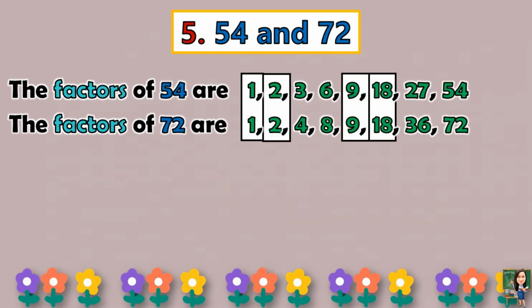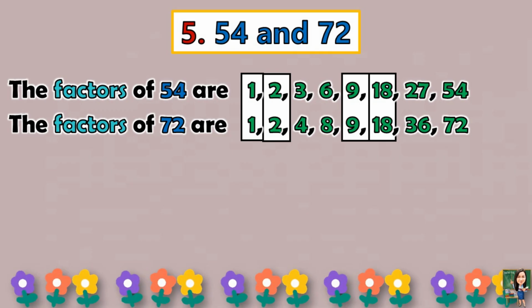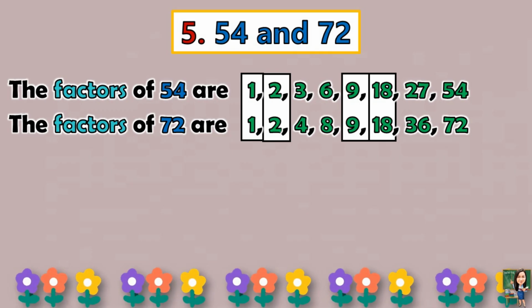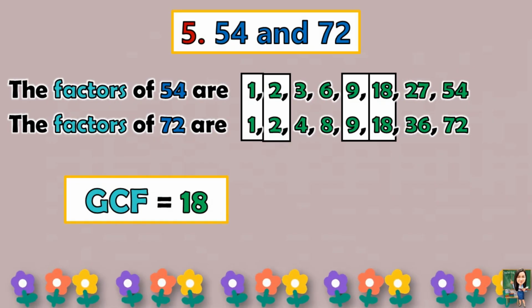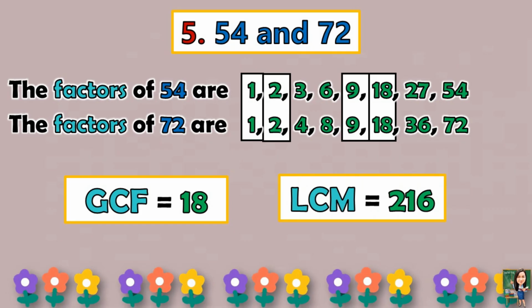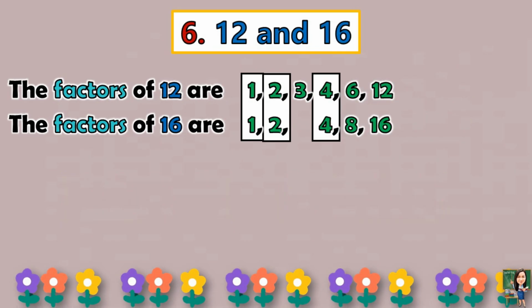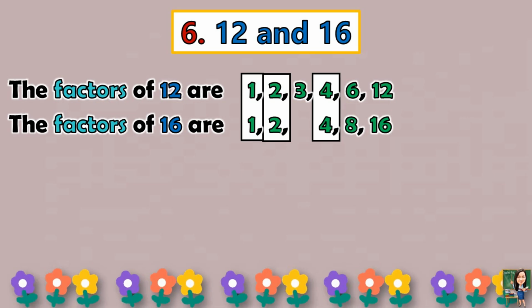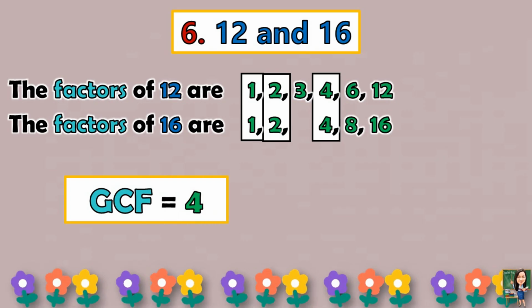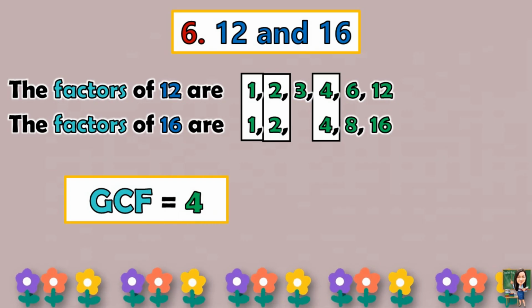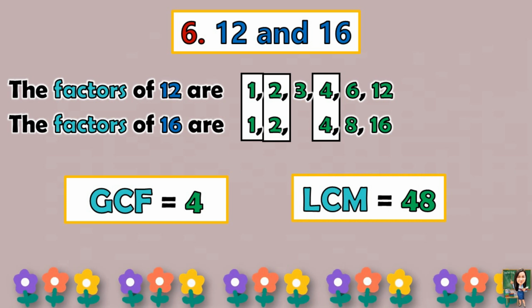Number 5, 54 and 72. The greatest common factor of 54 and 72 is 18. And the least common multiple of 54 and 72 is 216. And number 6, 12 and 16. The greatest common factor of 12 and 16 is 4. And the least common multiple of 12 and 16 is 48.